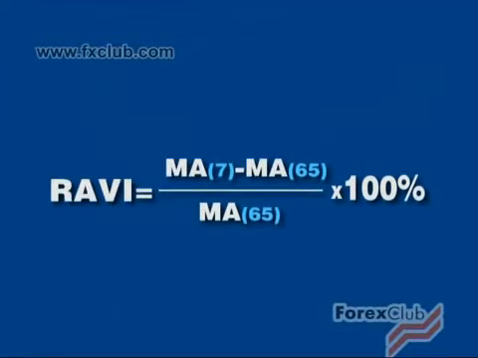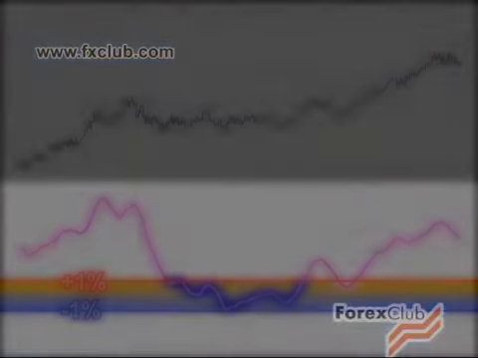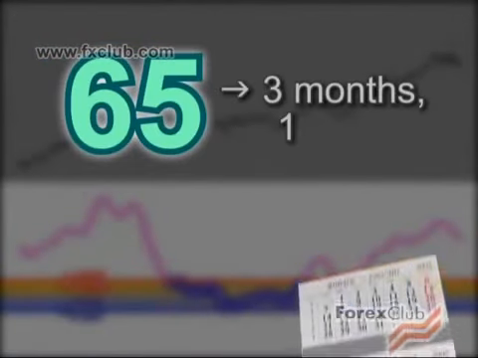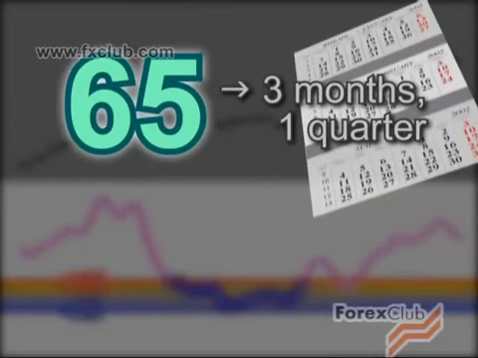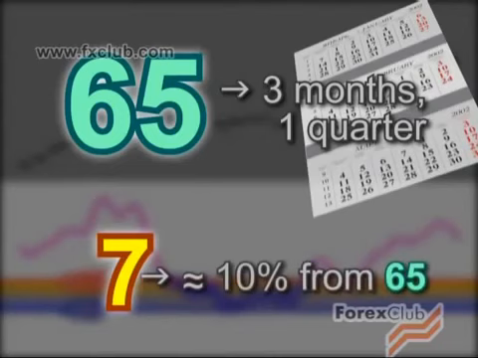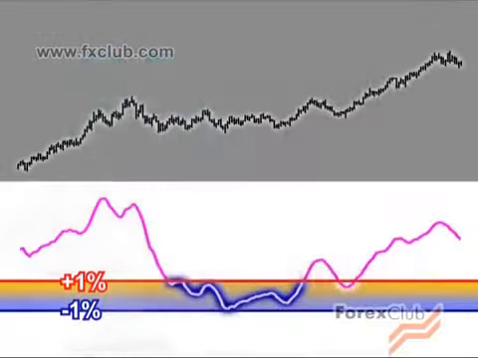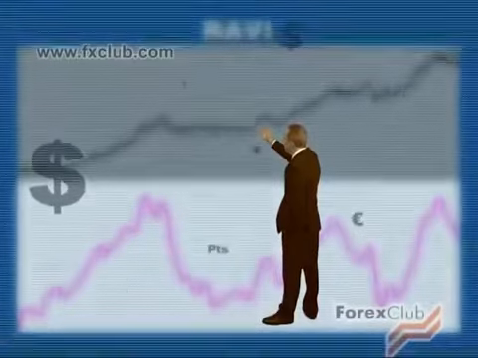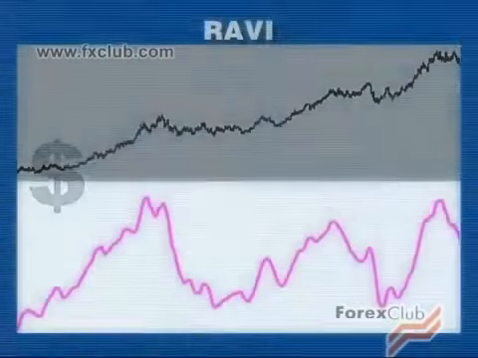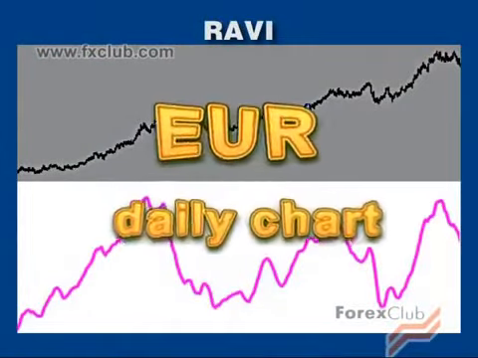Once again, please note that we chose a 65-day MA and a 7-day MA. We have the natural cycle of 65 days, 3 months, it's a quarter for the slow line, and the fast line, a 7-day MA, is approximately 10% of 65. And here is an example of RAVI at work on a daily chart. Here's a daily euro chart.